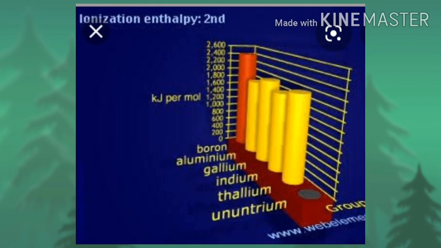Whereas when you compare the 15th, 16th, 17th and 18th groups, these group elements will have a steady decrease in the ionization enthalpy, because the poor shielding effect of d and f electrons is overcome by the increased shielding effect of the additional p electrons.